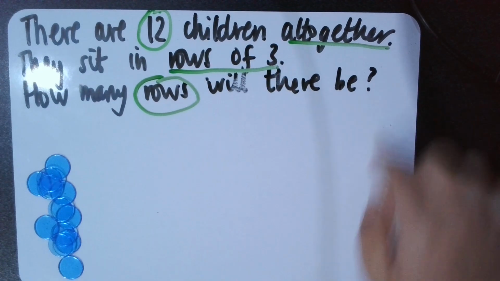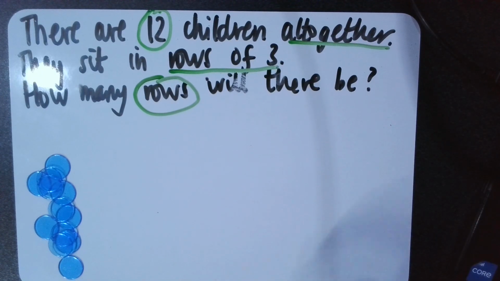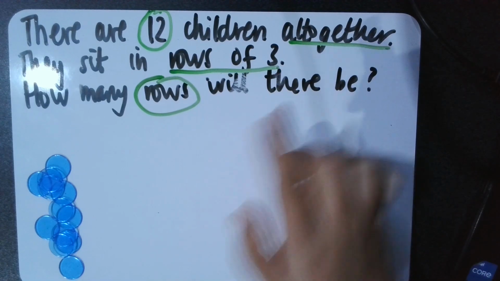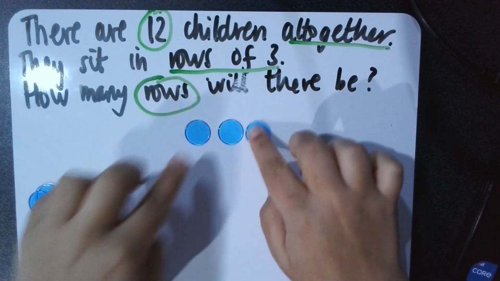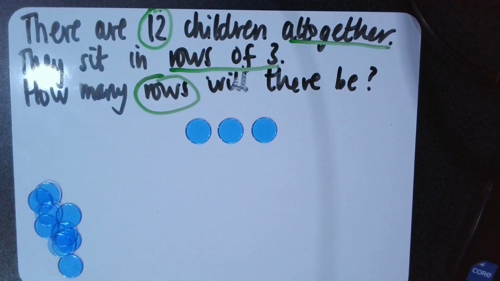I can't draw out those empty rows because I don't know how many rows to draw. Instead, I can start preparing my groups of 3 or my rows of 3. So I'm going to do that. I'm going to get 1, 2, 3. That's one group. That's one row. Maybe I'll draw the rows as I go along, just so I don't confuse myself.